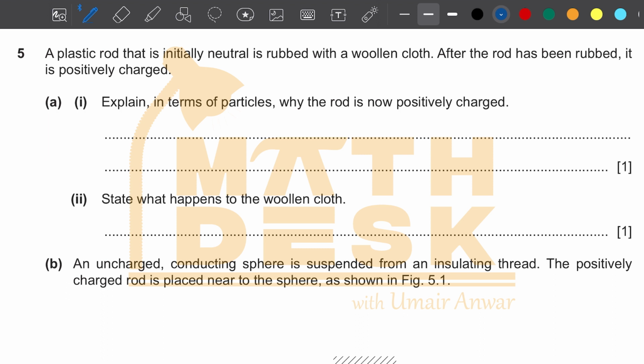The question says a plastic rod that is initially neutral is rubbed with a woolen cloth. After the rod has been rubbed, it is positively charged. Explain in terms of particles why the rod is now charged.